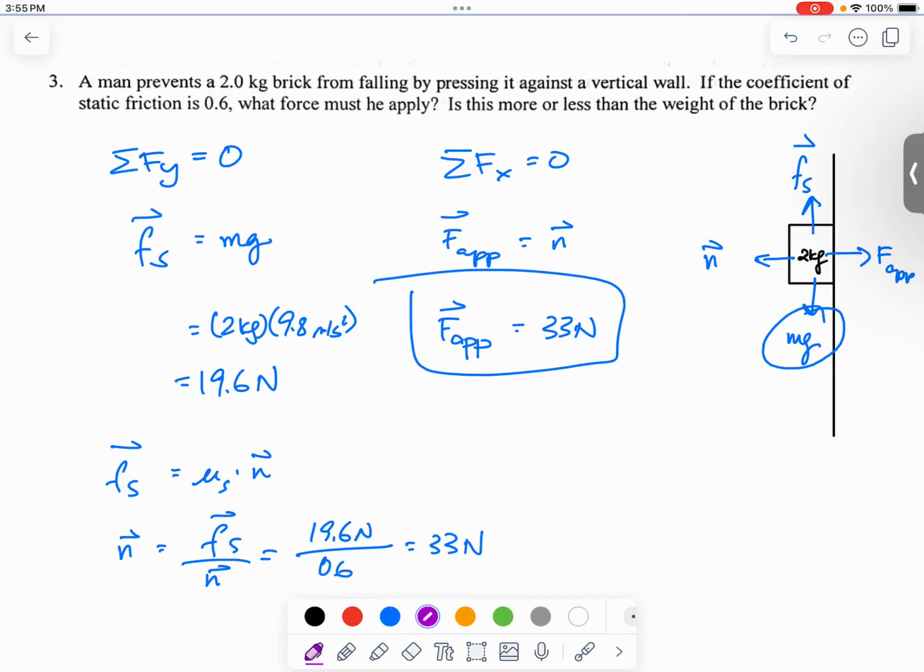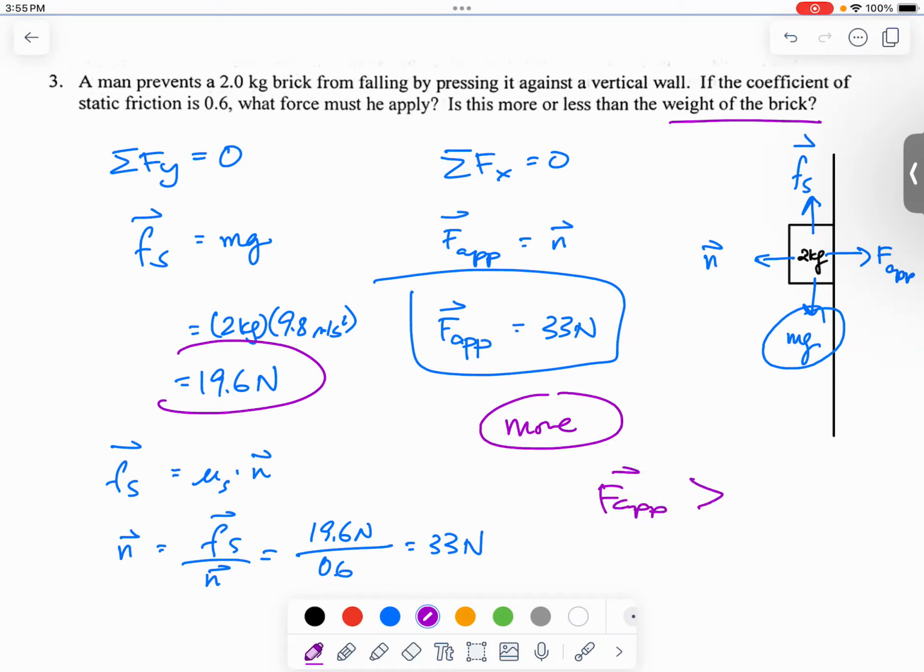Is this more than or less than the weight of the brick? Well, the weight of the brick, it's 19.6. So that means the applied force is greater than m times g. And chances are it's very likely to be greater than m times g.